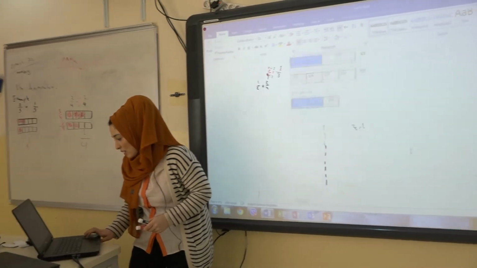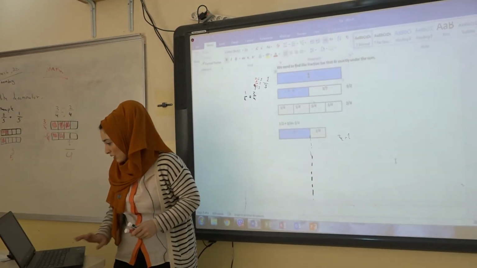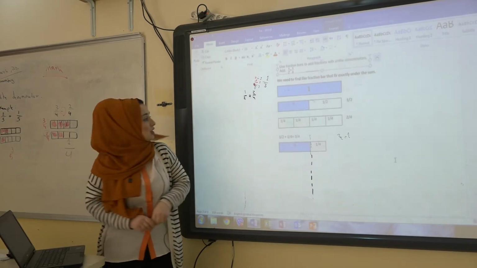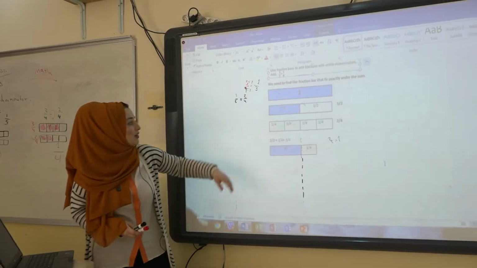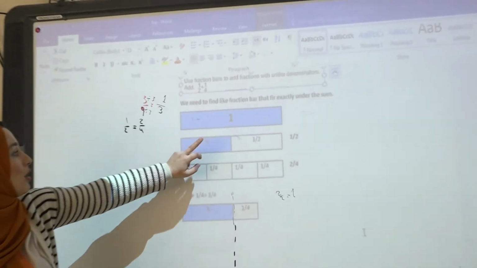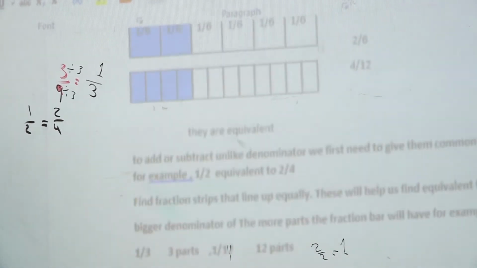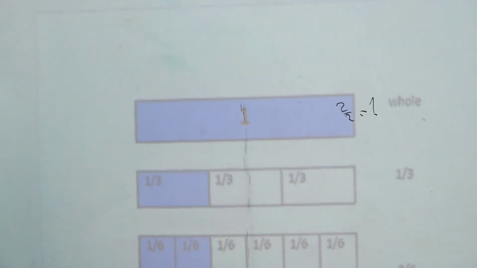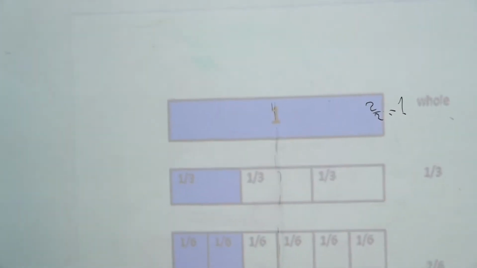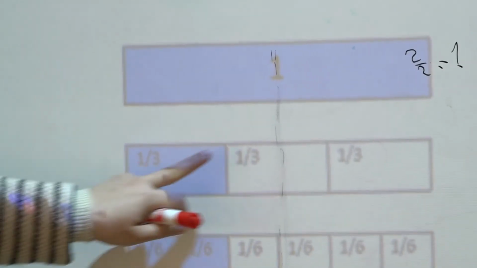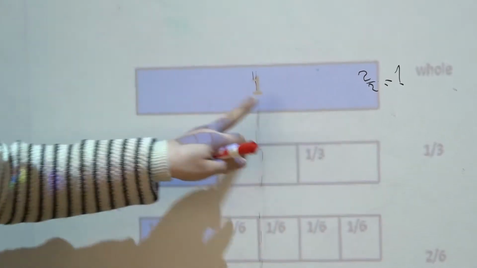Another example of equivalent fractions. We have 1, equivalent to 1/2 and equivalent to 2/4. Another one is a whole again. When we have 1/3, it means we divide into 3 parts and we take only one of them. This 2/3 together with this 1/3 equals 1.